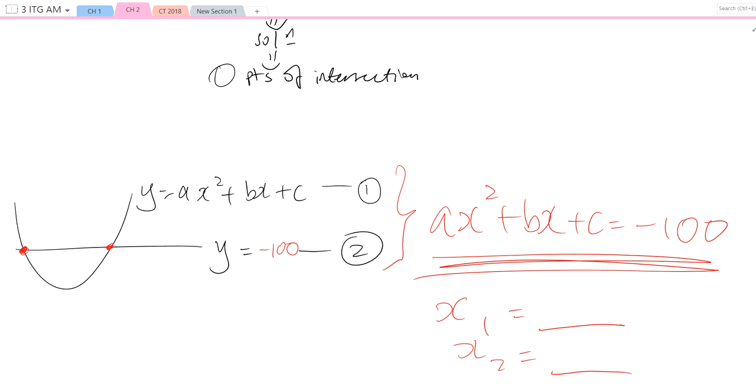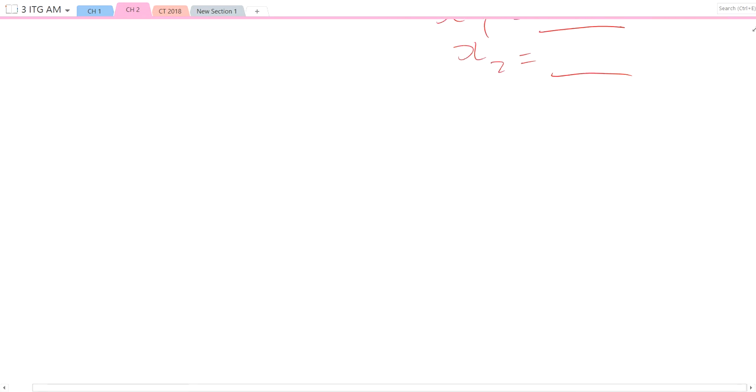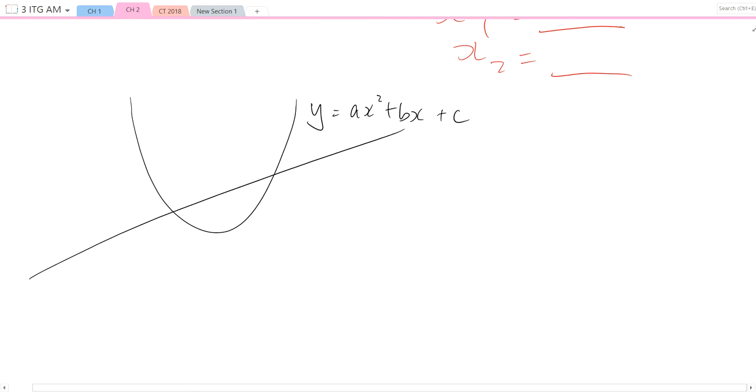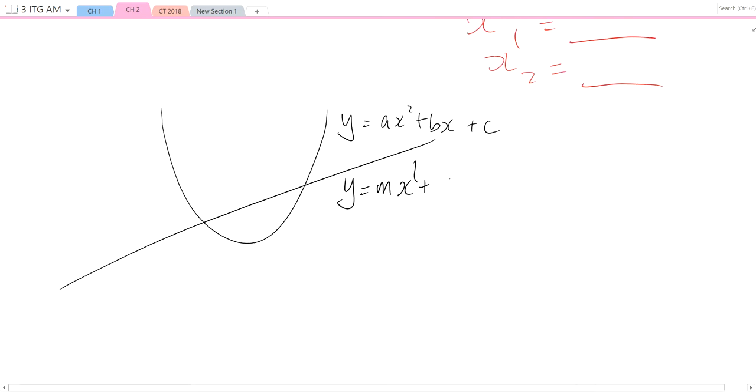Next case. I've got again a parabola y equals to ax squared plus bx plus c. This time my straight line looks like this, no longer horizontal. I give you a slanted one. Okay, let's call this y equals to mx plus, oh I cannot use c already, right? Let's use d. Y equals to mx plus d. Okay? So I've got a curve and a straight line. If I were to solve these two equations simultaneously, how many values of x do you think I'll get?